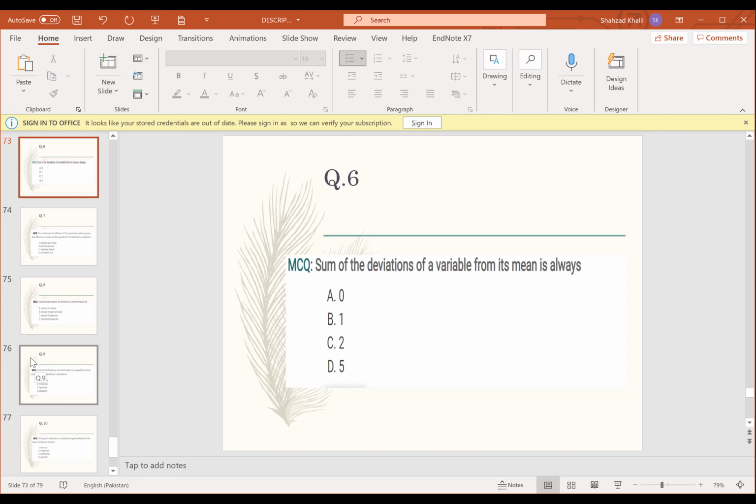Similarly, if you go to question number 6, there is another question that was absolutely wrong. I want to have a little clarity about it. Okay, ma'am, which one? Sum of the deviations of a variable from the mean is always... So it is not always. For example, if you have a scenario where there is a variable, first you have to calculate the deviation. The deviation is from the mean.